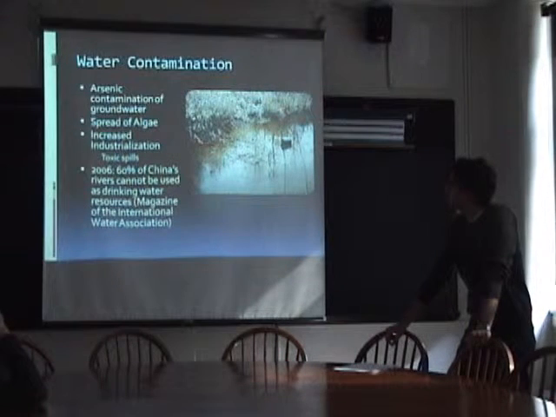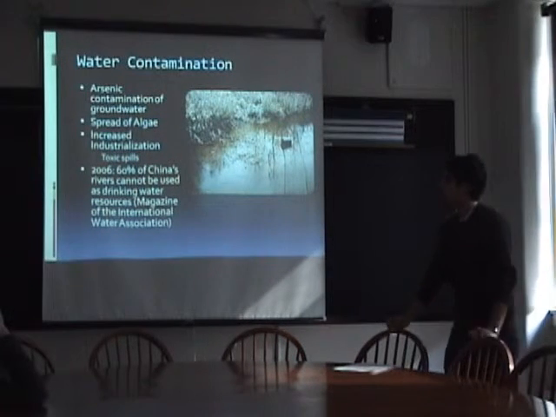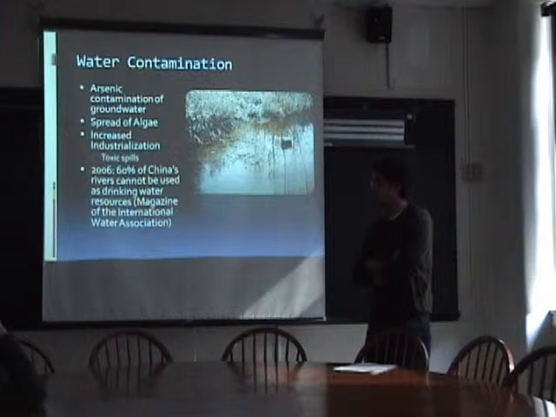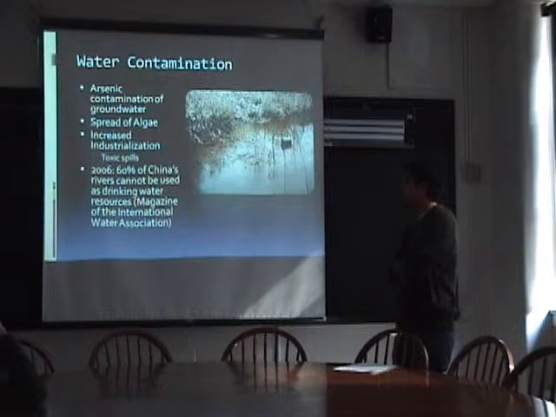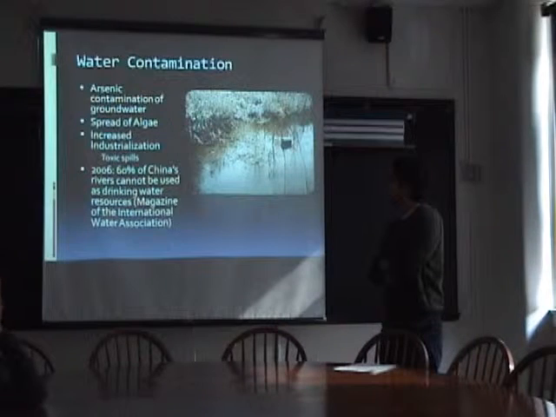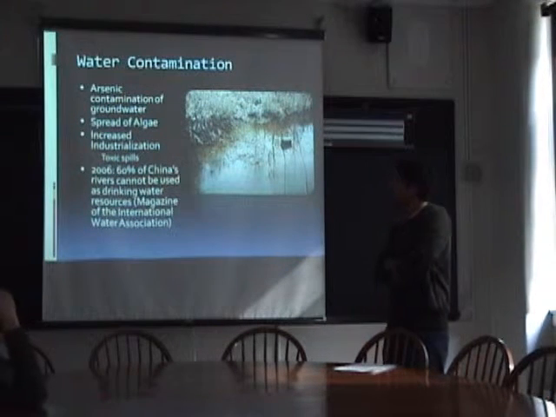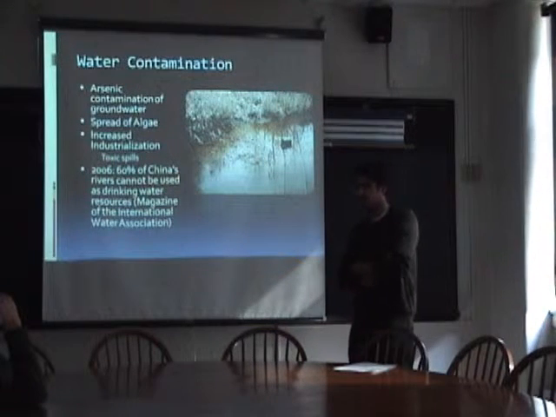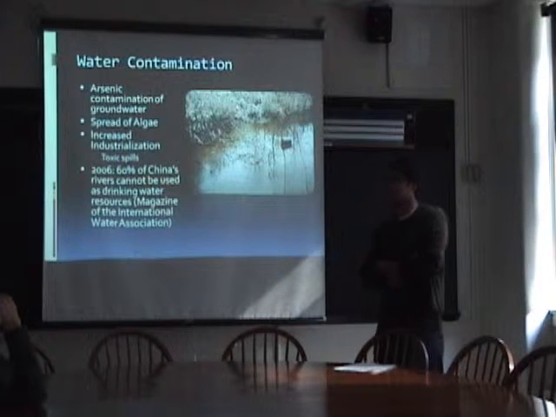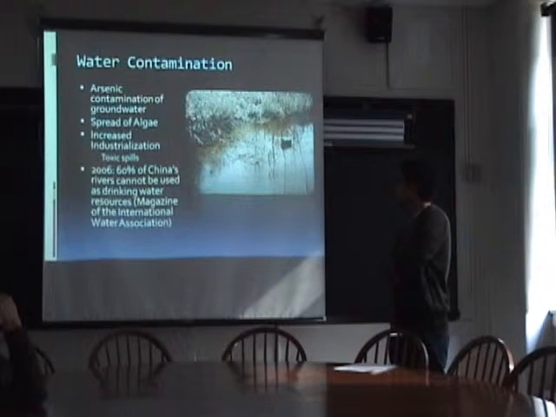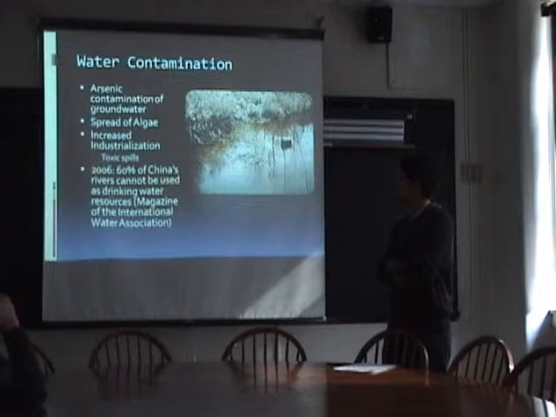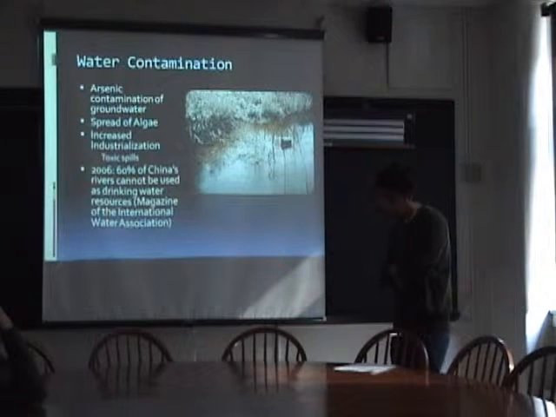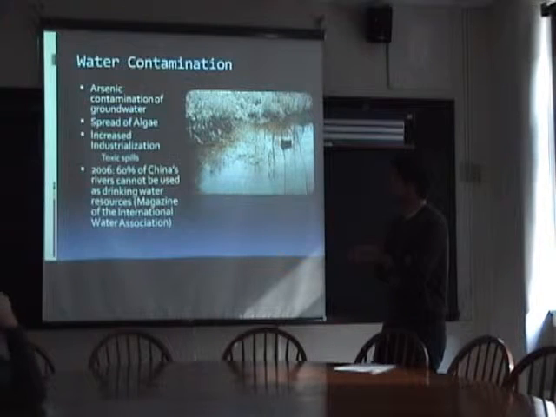This is really, I think, the largest of the three problems I listed earlier, water contamination, because it's a result of many things. It's a result of industrialization, it's a result of natural occurrences. As I said before, arsenic contamination of groundwater causes many health-related issues and can theoretically also be a detriment to crop production. Spread of algae is also a big problem in lakes, and in fact, there's Lake Taihu, which is the third largest freshwater lake in China, which was recently taken over by algae.